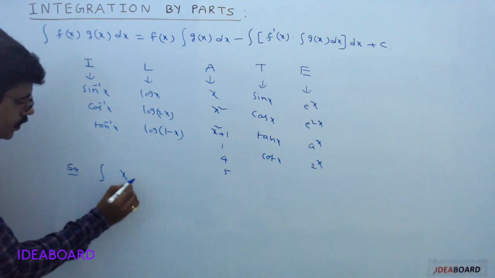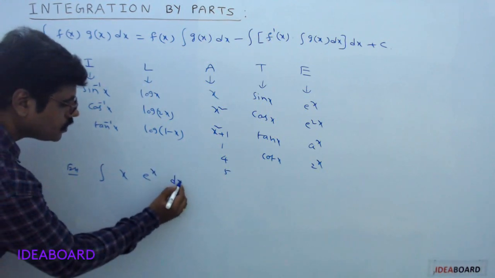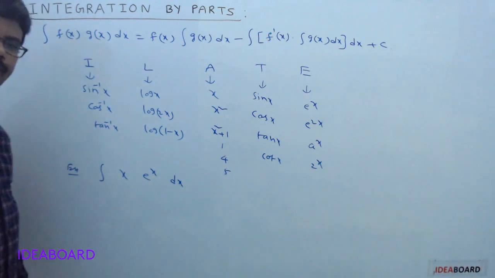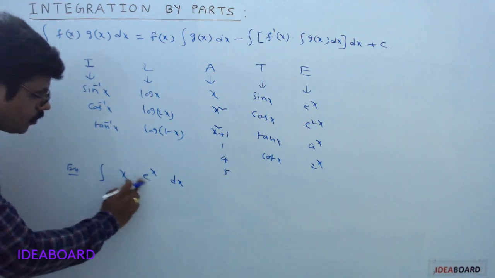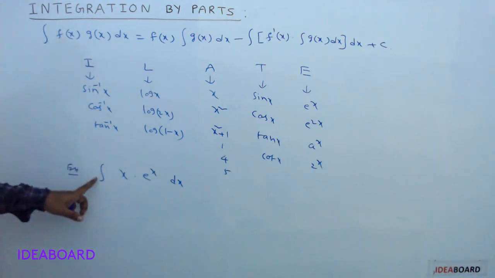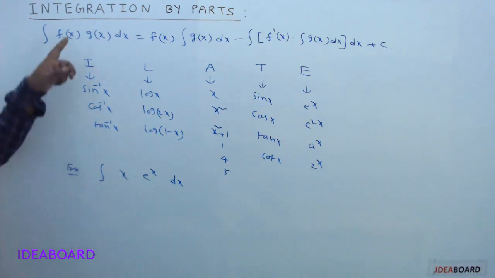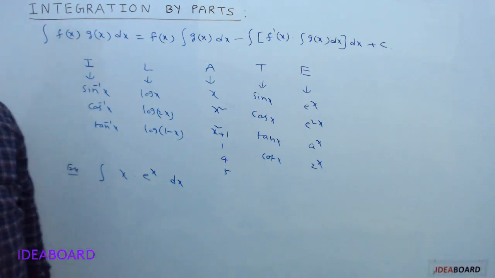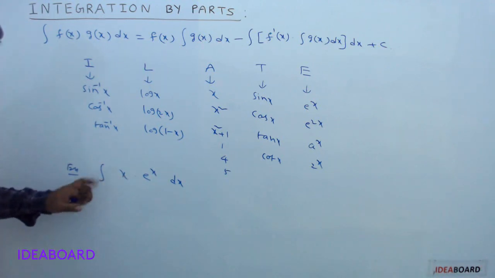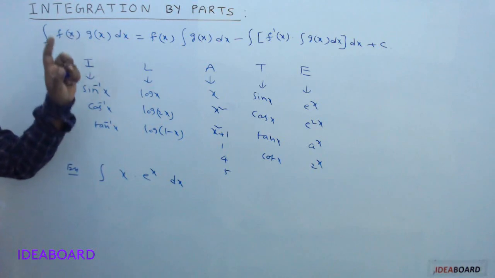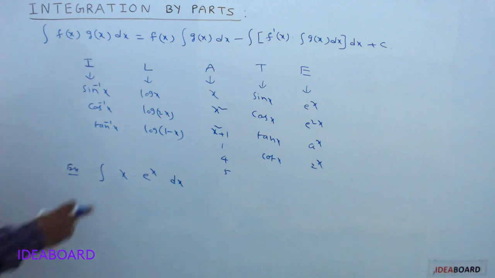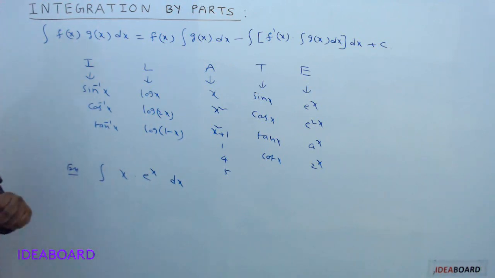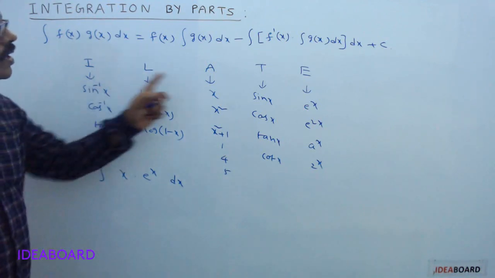Suppose integral x into e power x dx. Now here the product of two functions is given. In your given problem, the product of two functions is given. To evaluate the integral of a product of two functions, we use the integration by parts formula. Now here, what type of functions are given? X is nothing but an algebraic function. E power x is an exponential function. So first you write down the word ILATE.